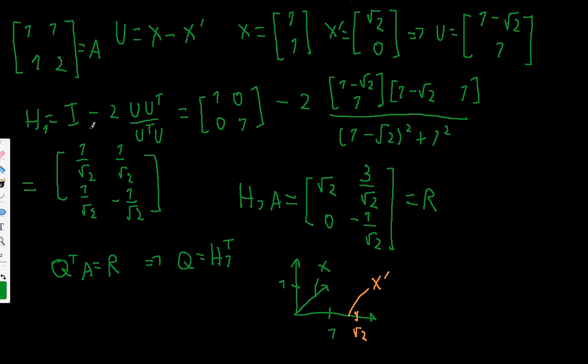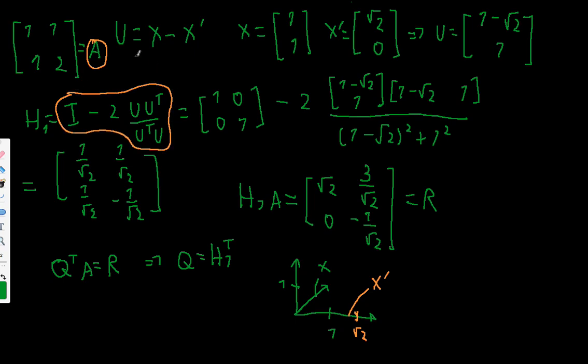Okay, so I want to do a QR decomposition of a matrix A here given by 1, 1, 1, 2, okay? And I want to use the Householder transformation to do that. Okay, so remember the formula for the Householder transformation, which is given here.